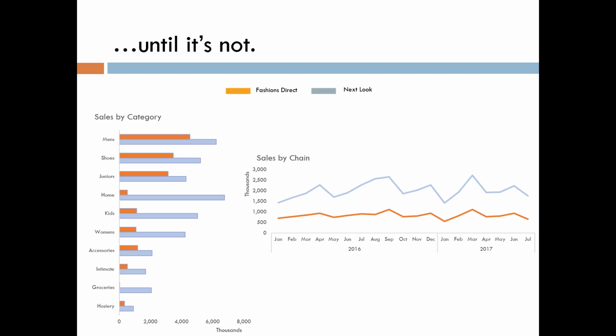The same data table that you just saw is far easier to comprehend when you plot it. In this case, we use a bar chart to show how sales for the two chains vary by product type, and a line chart to show sales trends over time. As the charts show, sales for the Next Look chain are much higher, especially for categories like home, kids, women's, and groceries. Over time, they pretty consistently follow the same pattern of peaks and valleys.